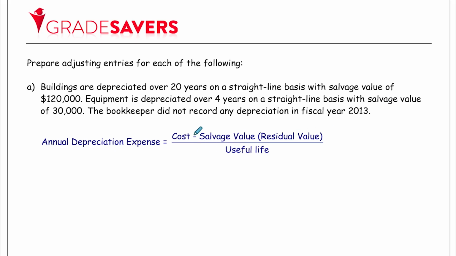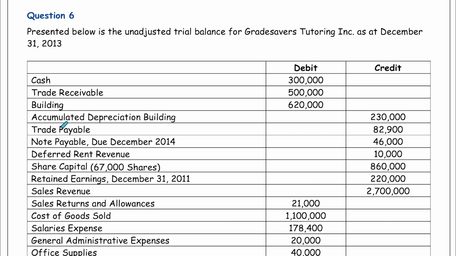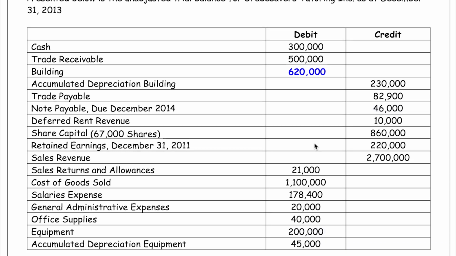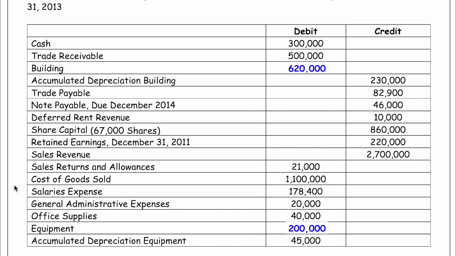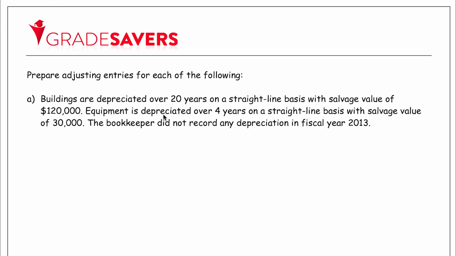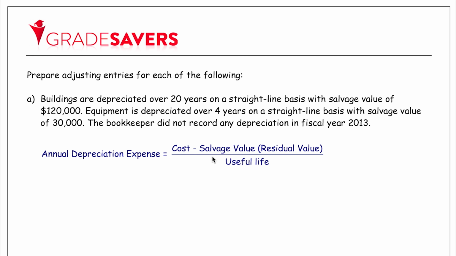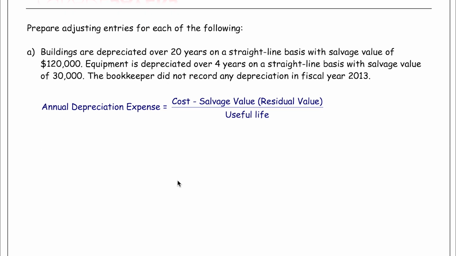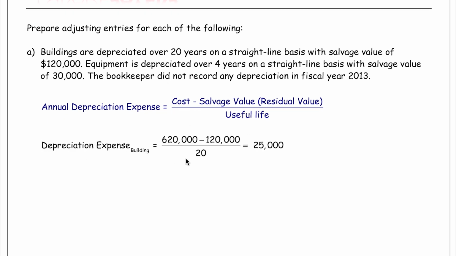The original cost of each of the assets is offered on our trial balance. So if I quickly look at the trial balance once again, I can see that the building has a value of $620,000. Lower down, we can see our equipment with a value of $200,000. So these are the original costs of each asset, and then in the required itself, we're offered the salvage values. And so now we can apply this equation by simply plugging in the cost, the salvage value, and the life of each of these assets. And so if we work that out for our building, I'm hoping that you end up with an answer of $25,000 as the expense for the year. And for your equipment, it should work out to $42,500.